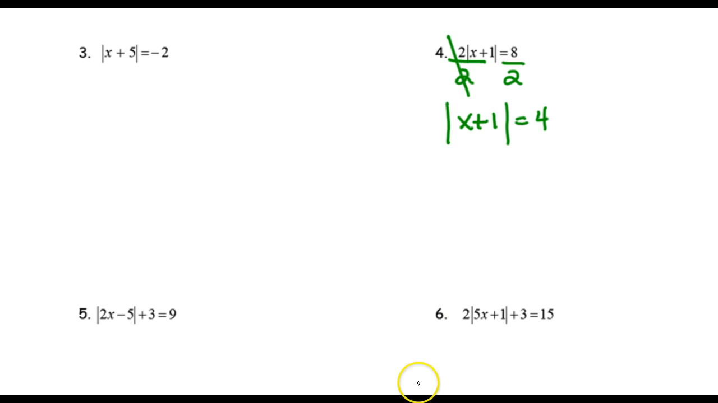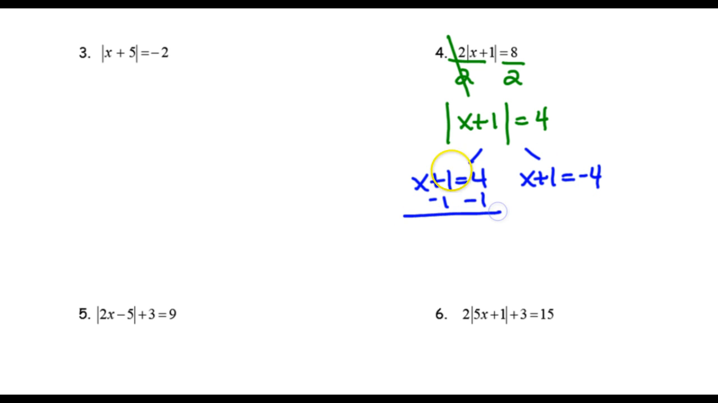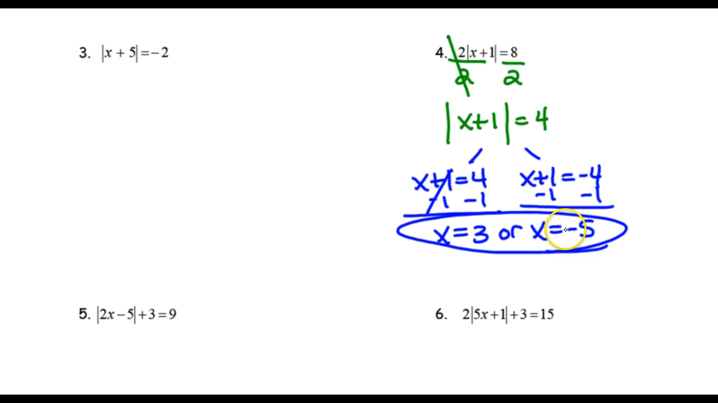Now that my absolute value is isolated, I can break it into two equations. x plus 1 equals 4, and x plus 1 equals negative 4. I can solve these individually. Subtract 1 from both sides: x is going to equal 3, or subtract 1 from both sides: x will equal negative 5. So our solution is that x will equal 3 or x will equal negative 5.